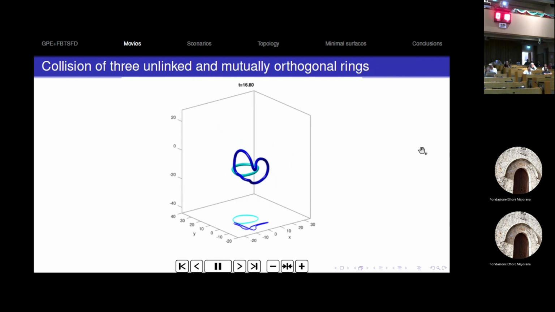This one is made of 3 mutually orthogonal rings. And you see, first of all, the formation of 2 rings. You see it again. Okay, 2 rings, then just 1 loop, then 2, and then 3 again. So it reminds us of a cycle.